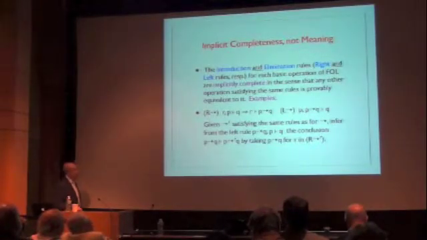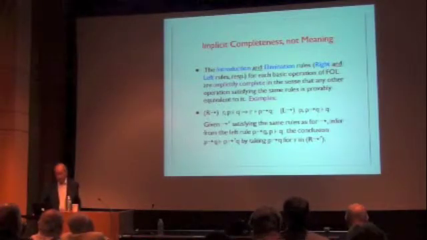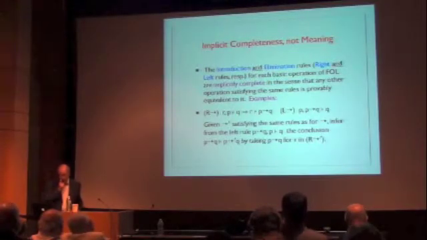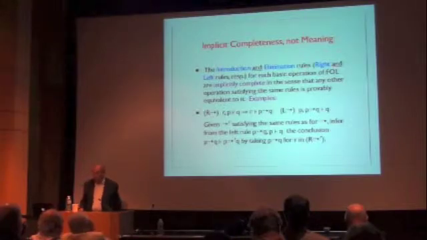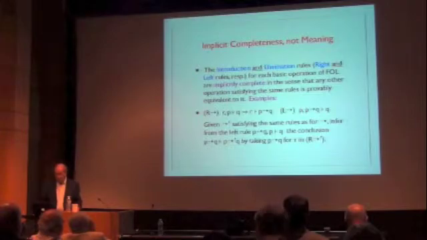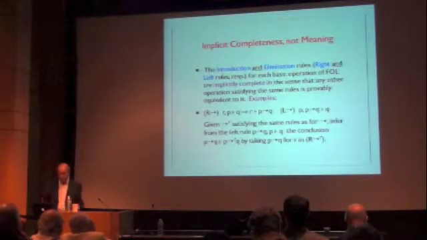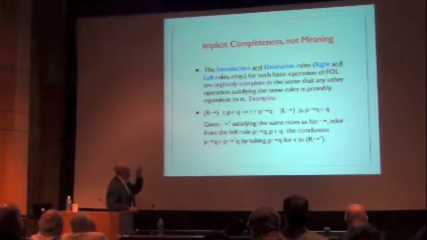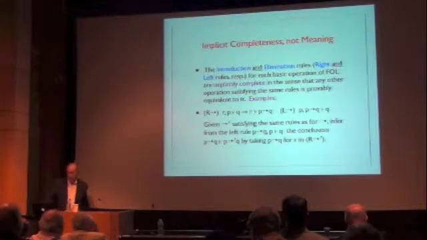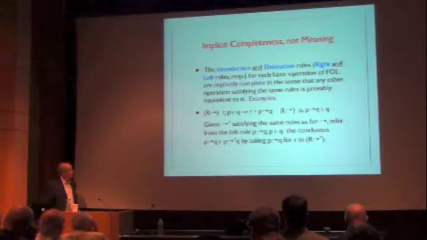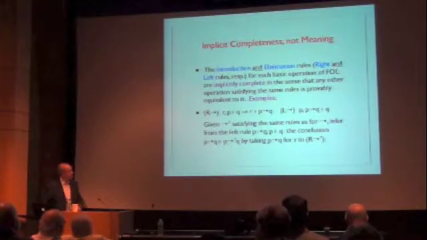But let's look at the introduction and elimination rules together and see in what sense they're implicitly complete. And that is that any other operation satisfying the same rules of introduction and elimination will be provably equivalent to it. And I'm going to set this up not in the natural deduction calculus, or you could read them that way if you want, but in the sequent calculus. In the classical case, you may have more side formulas, both in the antecedent and in the consequent. I'm only showing the side formulas that are actually needed. So the introduction rule in natural deduction for implication is looked at as the right rule for implication, and the elimination is the left rule.